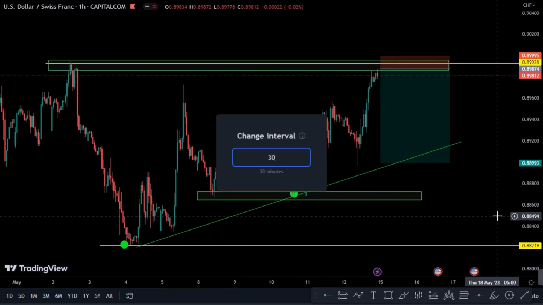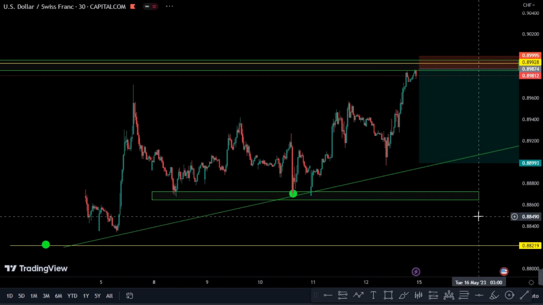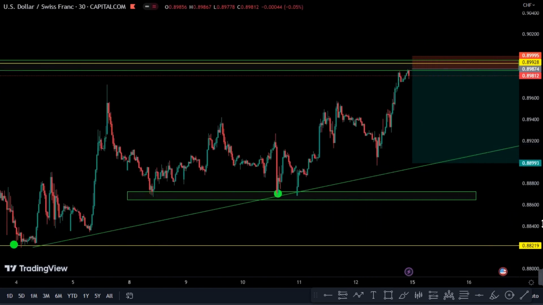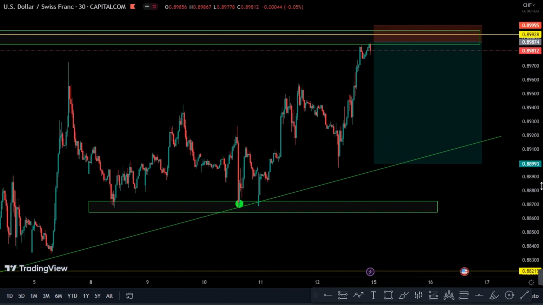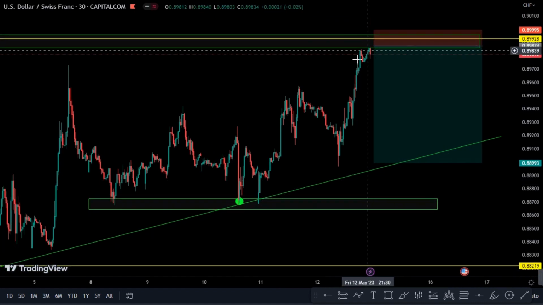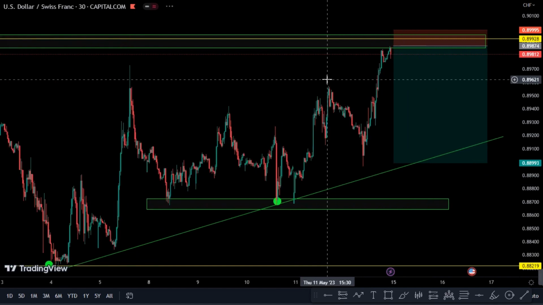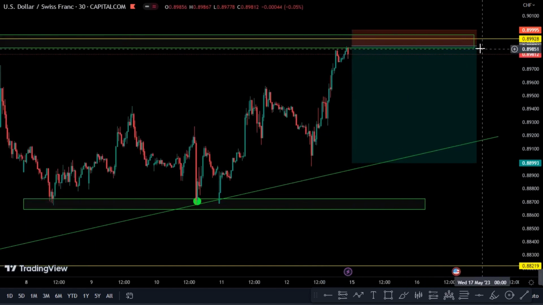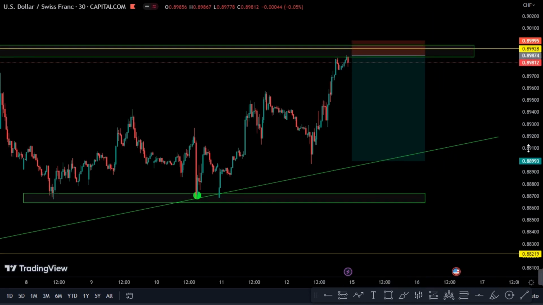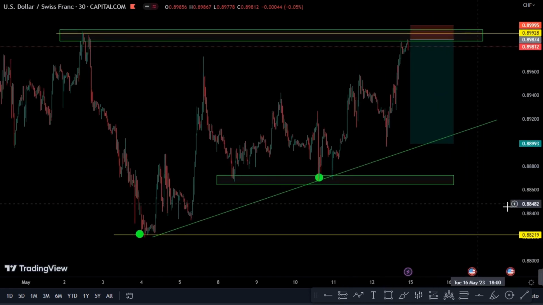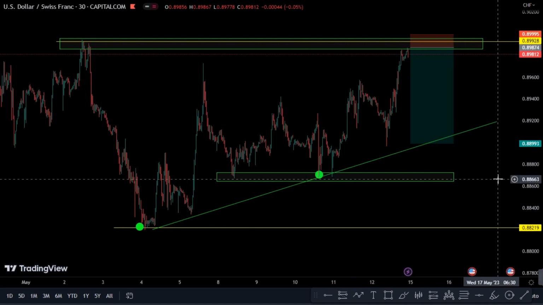Yes, and then I will be switching to my smaller time frames to wait for confirmation, or to look for more confirmation on price action. But yeah, I definitely see myself taking a shot on this trade, and I will be uploading the results of this analysis by the end of this week as well.